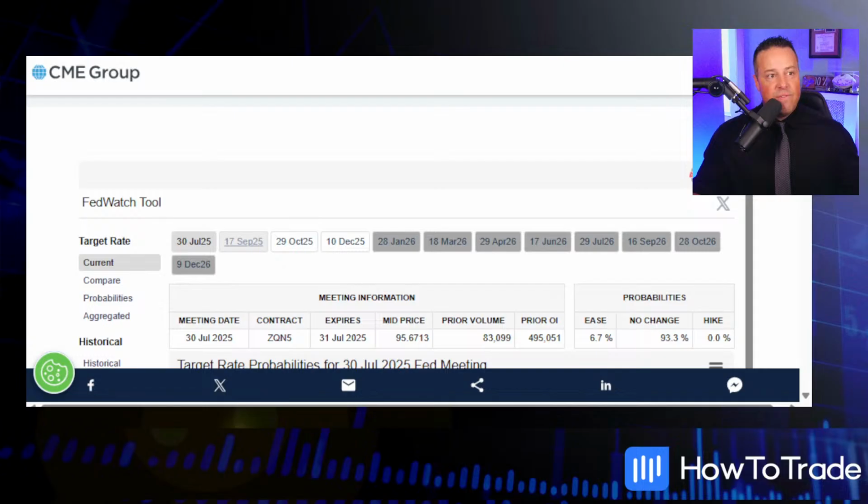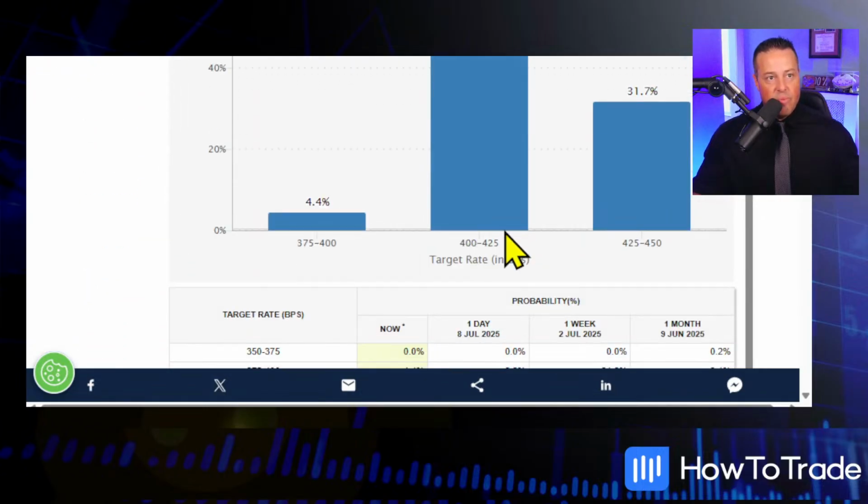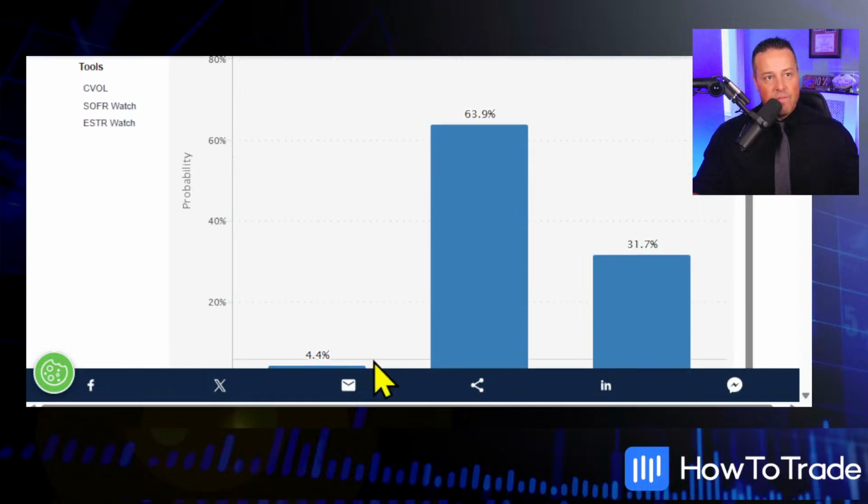What I'm waiting for is September. September, right there, 63.9. We're looking for a rate cut in September, our first of the year.